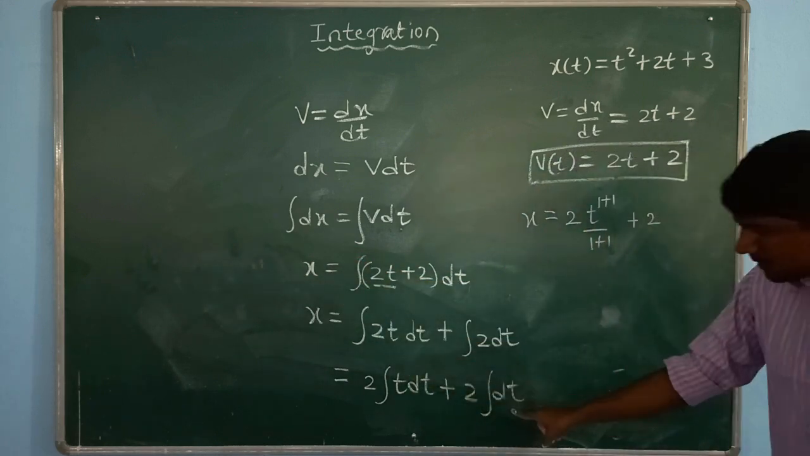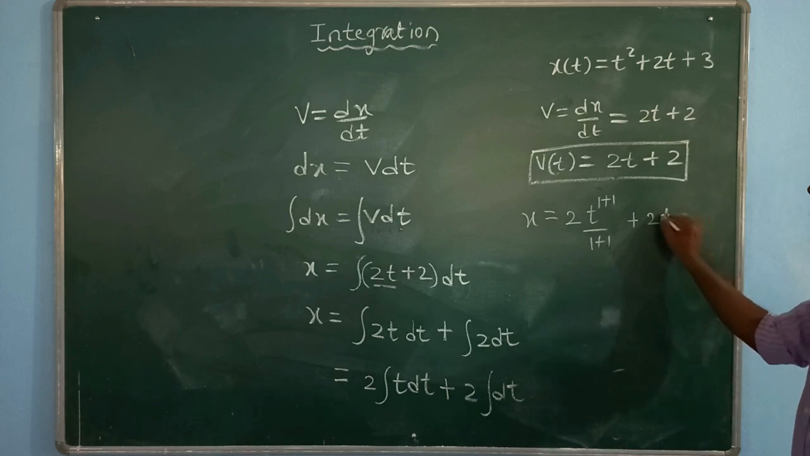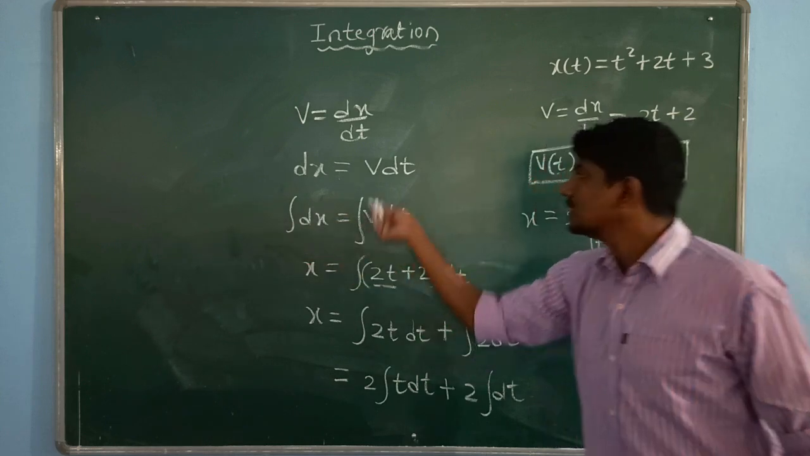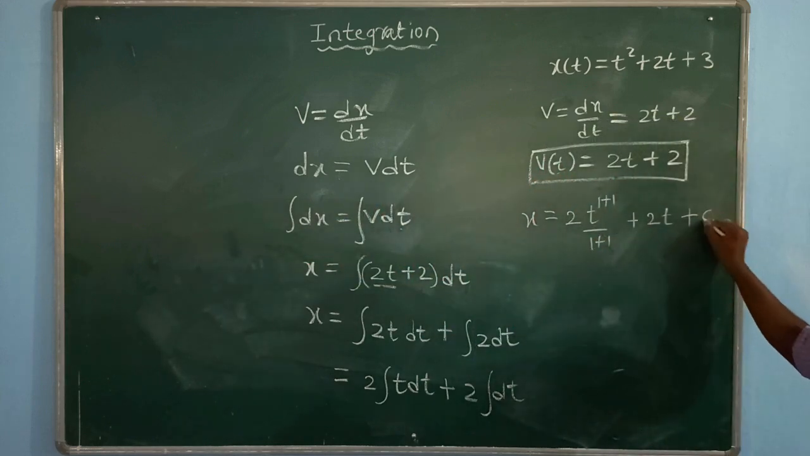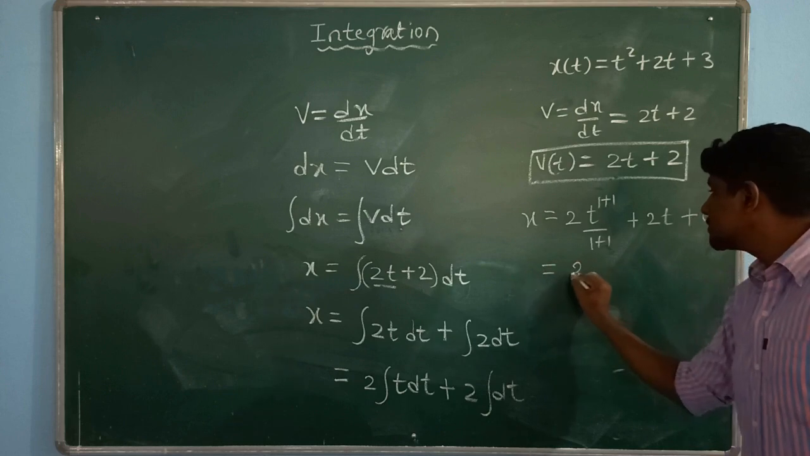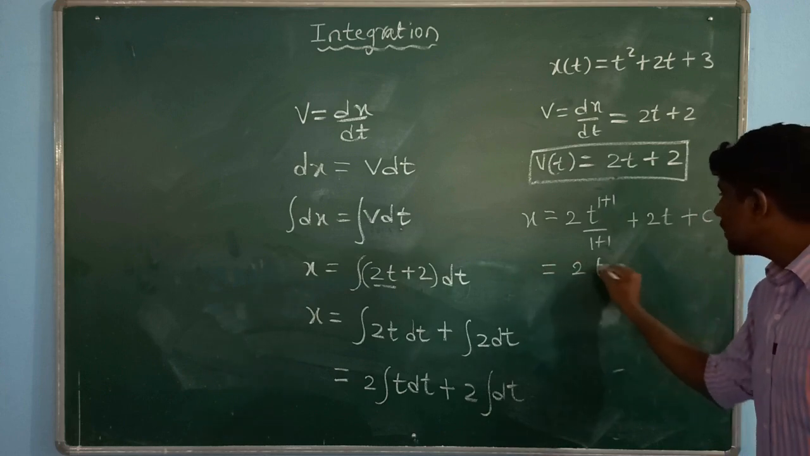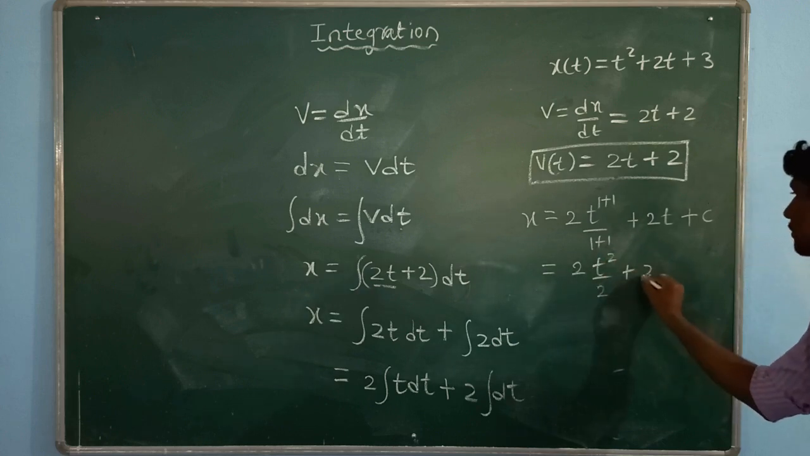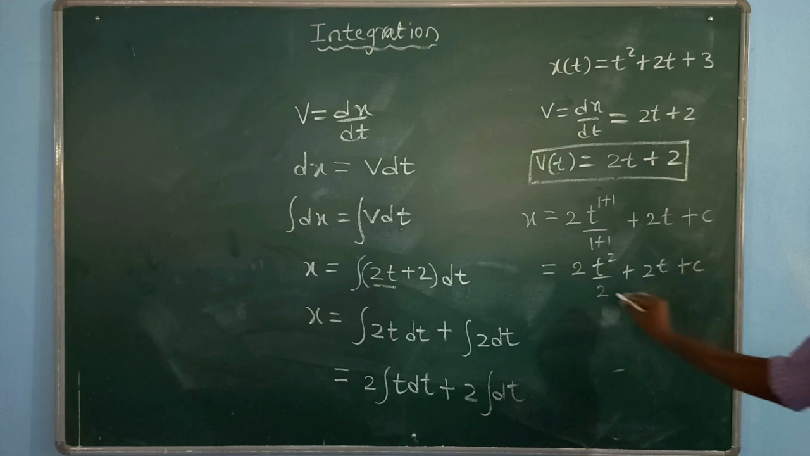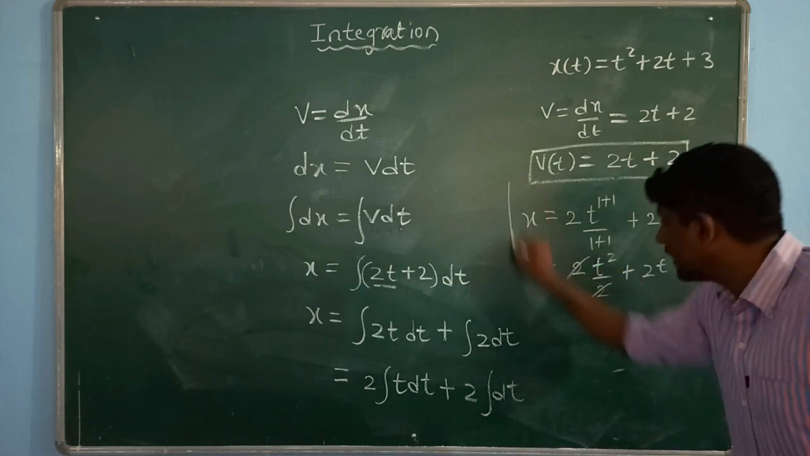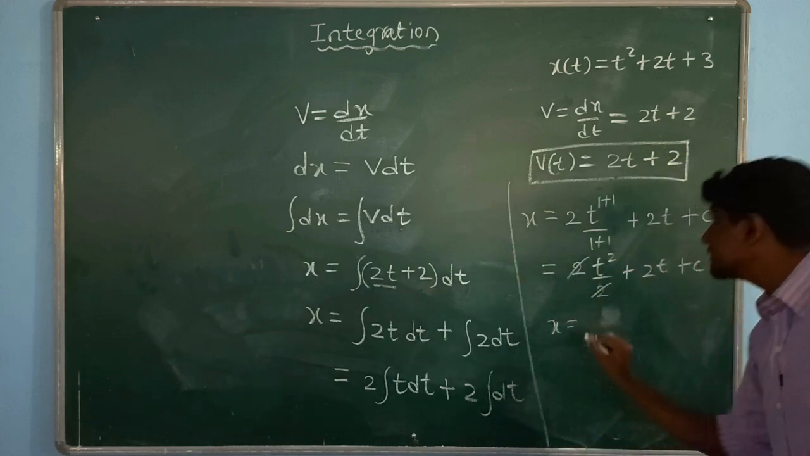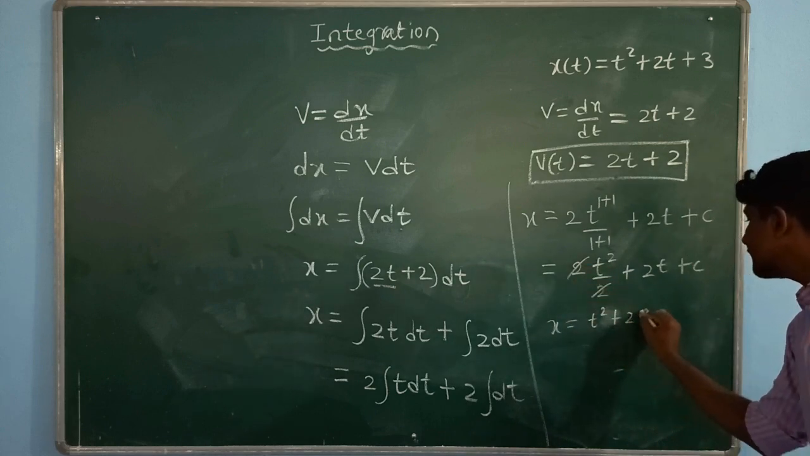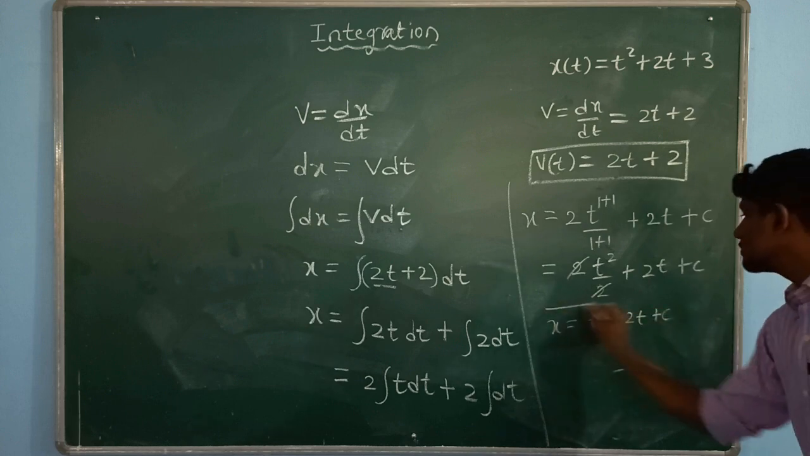It means integration of dt is what? t. Simply it is t. Okay? And it is indefinite integration because we don't have limits here. So you should write plus c. Next step. This is 2. Then t raised to what? 2. 1 plus 1 is 2. Here 1 plus 1 is 2. Here we have 2t plus c. You can cancel this. So finally we have x equals to, or x of t equals to t square plus 2t plus c. So this is our equation.